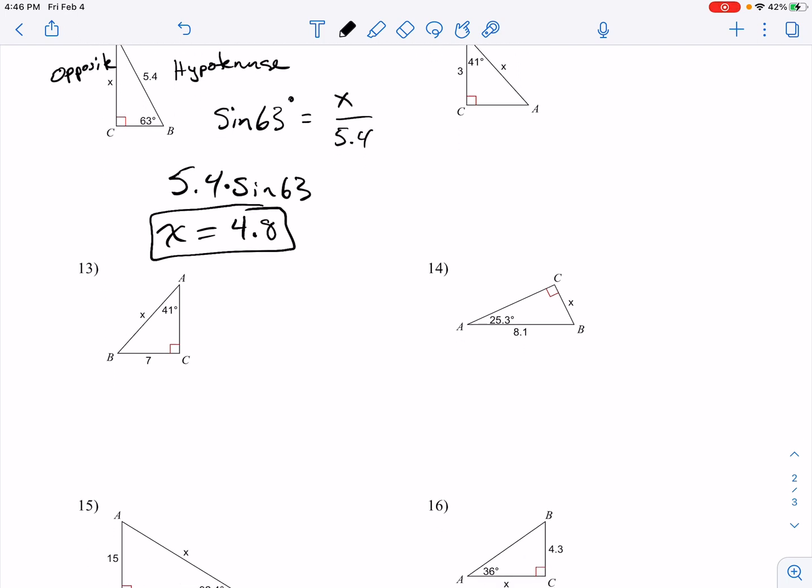Okay, number 13. We got opposite and hypotenuse. So let's see, that's sine again. Opposite and hypotenuse is sine of 41 is equal to 7 over x. This time x is down low. Down low we divide. Up high we multiply. Down low we divide. So 7 divided by the sine of 41.